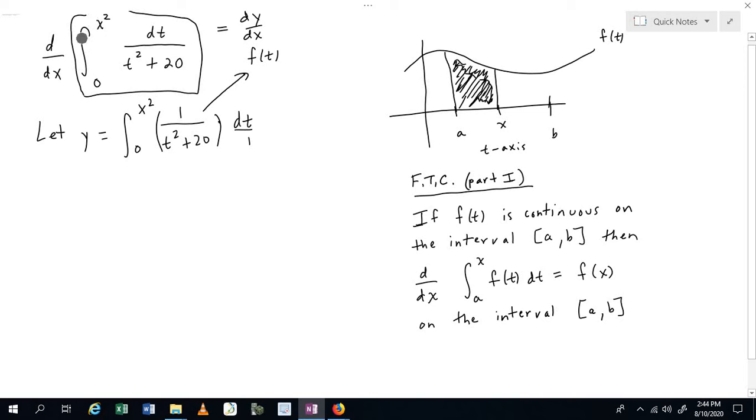We're taking the derivative of this, which I'm calling y, with respect to x. Okay, that's what this is. So we're going to try to figure out what dy/dx is.